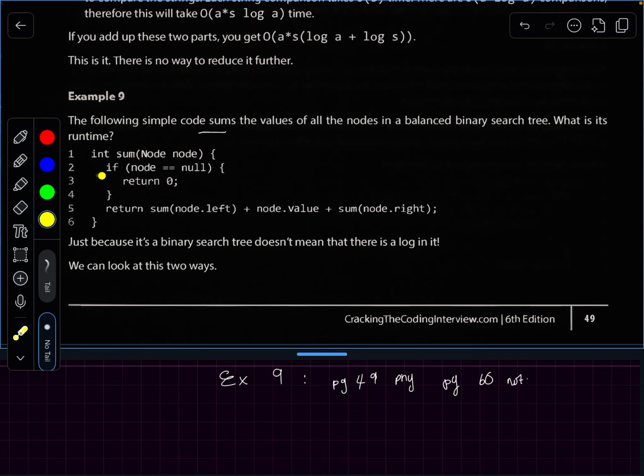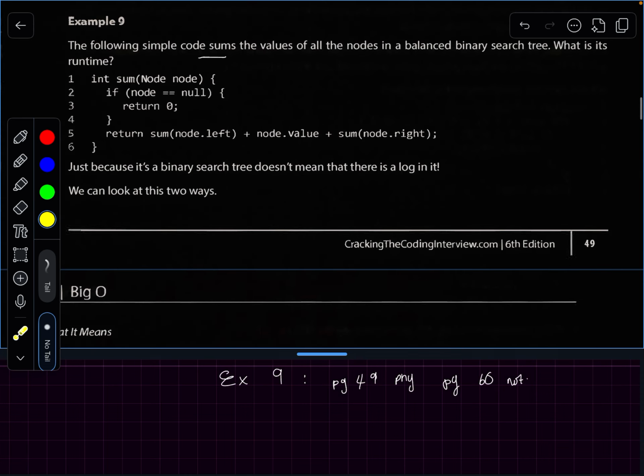In sum, you insert the node, and if the node is null, it returns 0. Else, it's a recursive function of the left node, the value, and then the right node. Okay, it says because it's a binary search tree doesn't mean it has log n in it, but it has a relation to log. And we can look at it both ways.